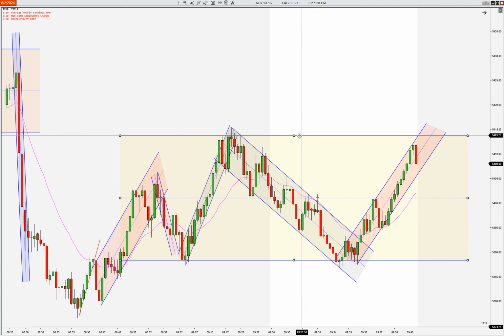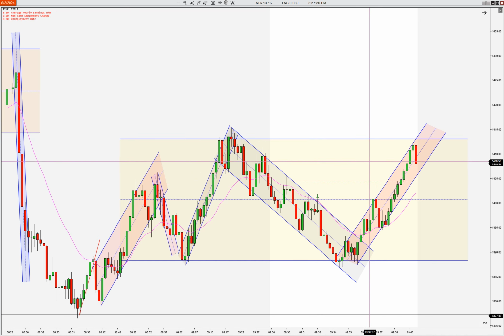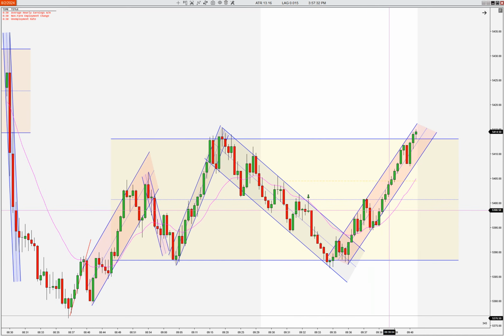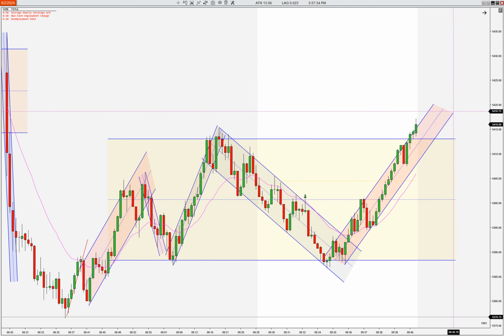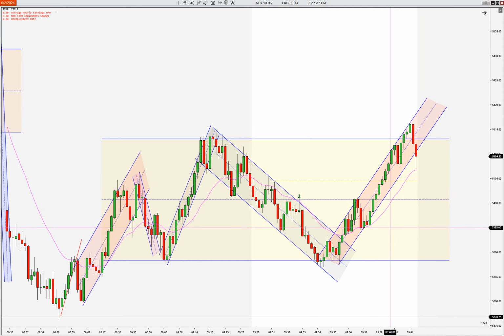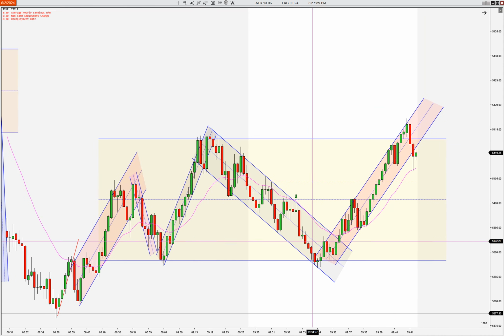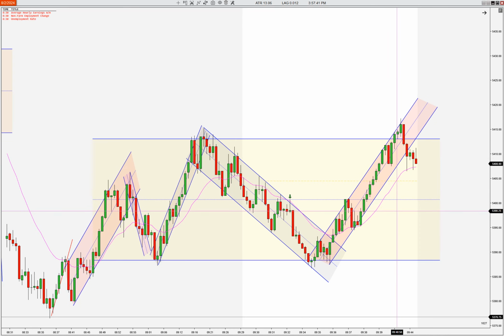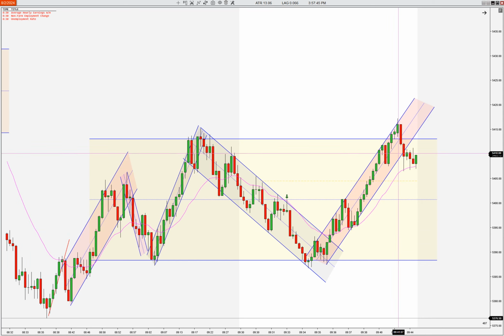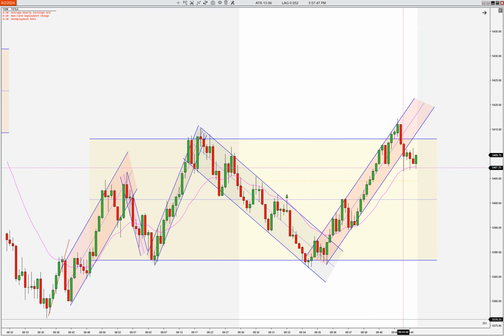Turns off the high side of this channel, that is. But we also are turning at this range high, so wouldn't surprise me if we just reverse here. And it's still holding. Looking like range behavior. We get a first entry long. This could retest. Let's see if there's room to that range high. And now we get this second entry long here.